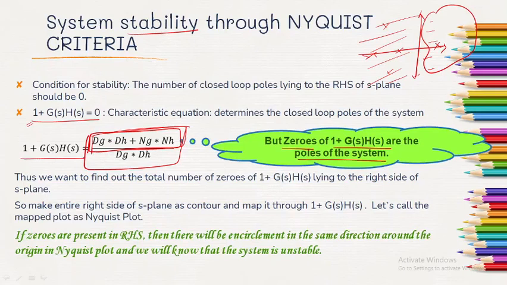Okay, so what we want to find out, actually what we can do, we can find out the total number of zeros of 1 plus GSHS, okay, lying to the right side of the S plane. ठीक है, तो अगर हमको पता चल जाता है कि कितने जीरोस लाई कर रहे हैं राइट साइड में या फिर जीरो लाई कर रहा है या नहीं कर रहा है, तो वहाँ से आप पता कर सकते हो कि सिस्टम स्टेबल है या अनस्टेबल है.